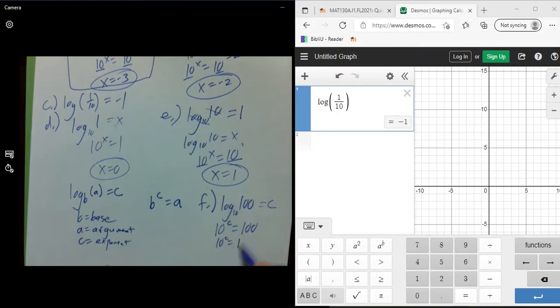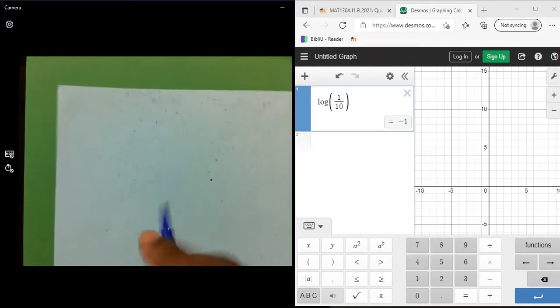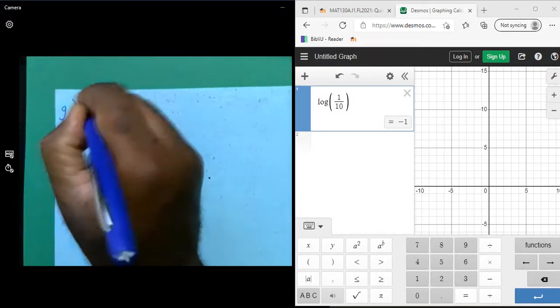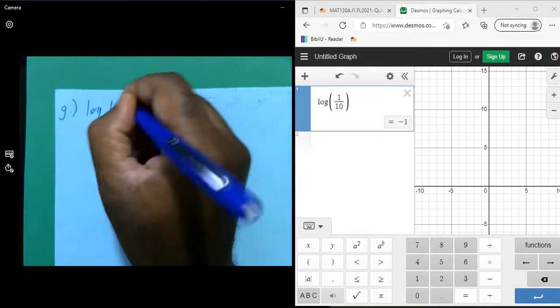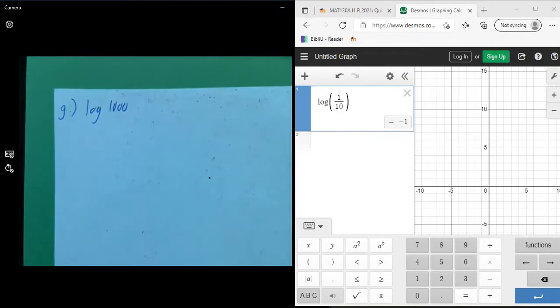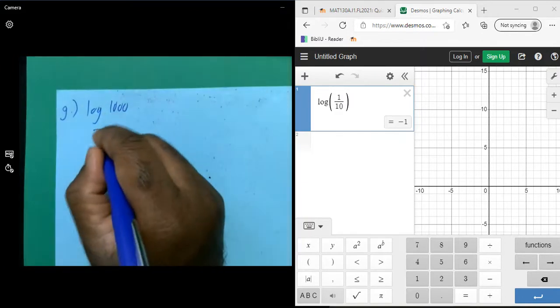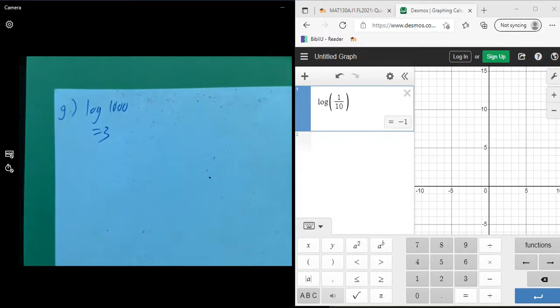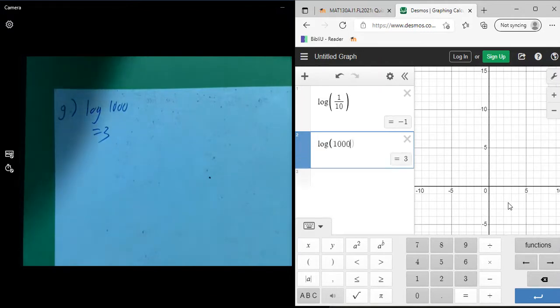100 rewritten in exponential form is 10 to the second. We have the same base, and C is 2. So our final answer here would be 2. Now we go here to G. We have log of 1,000. So we can ask ourselves, 10 to what power is 1,000? We know that's 3. So we could go back here and press log of 1,000, and it's 3.